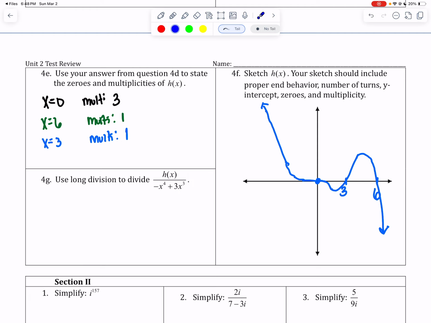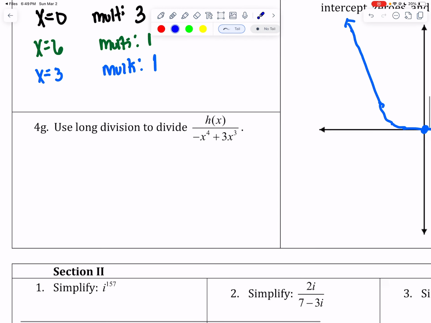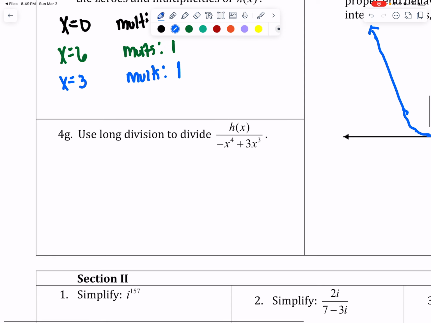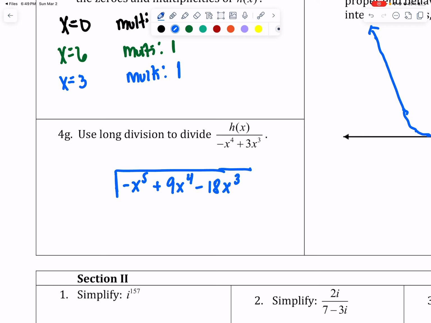All right, last one. For G, we want to use long division to divide this expression out. Now, h of x, remember, is the original function that we had, which, if you remember from the front page, was negative x to the fifth plus 9x to the fourth minus 18x to the third. And I'm going to divide that by negative x to the fourth plus 3x to the third. All right, so what times negative x to the fourth will give me a negative x to the fifth? And that's just going to be 1x.